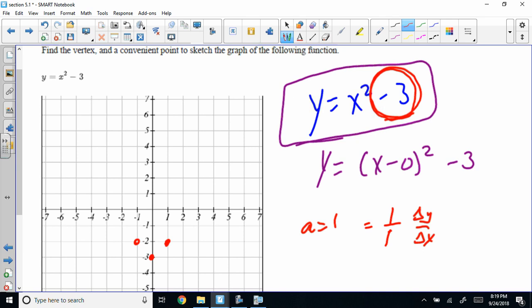Okay. Find the vertex. We found it. It's 0, negative 3, because the h value is 0 and the k value is negative 3. And then the convenient point: it's just taking a parent function and moving it down 3 units, right? Y'all remember shifting? Shift happens. So just remember that. Y'all good?